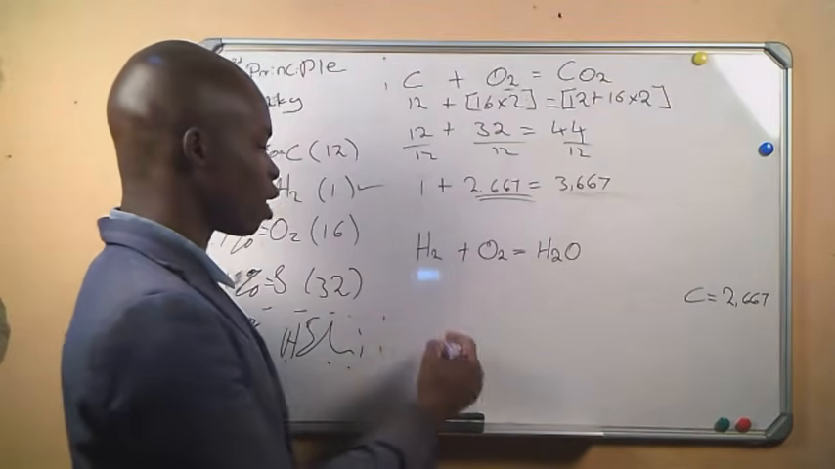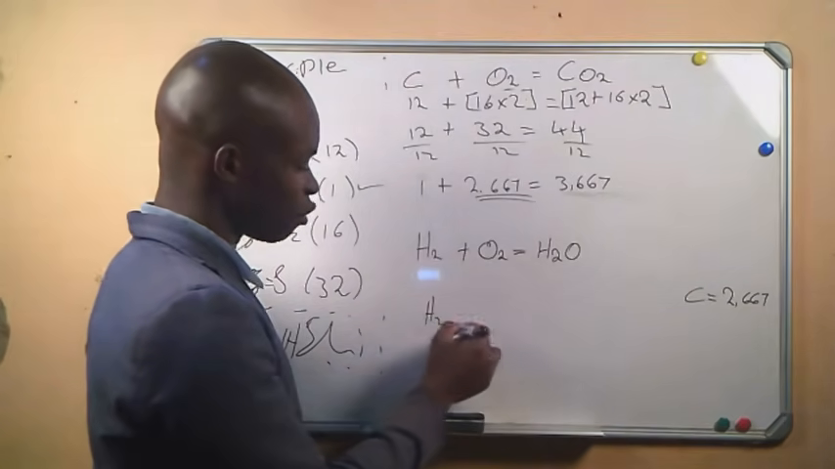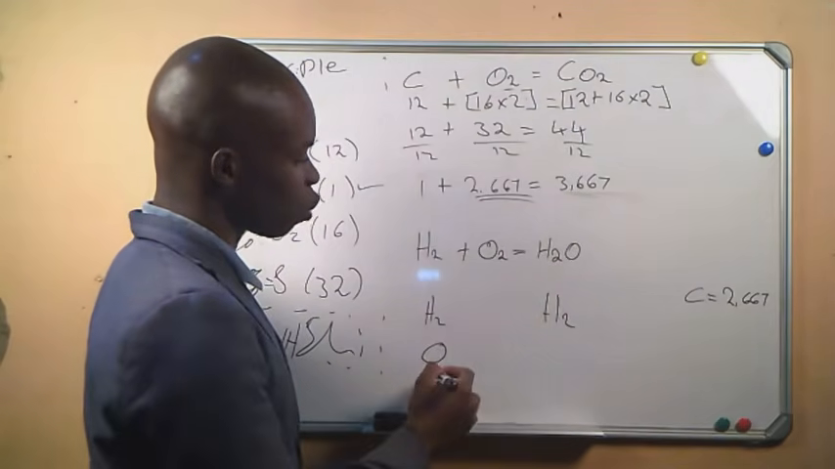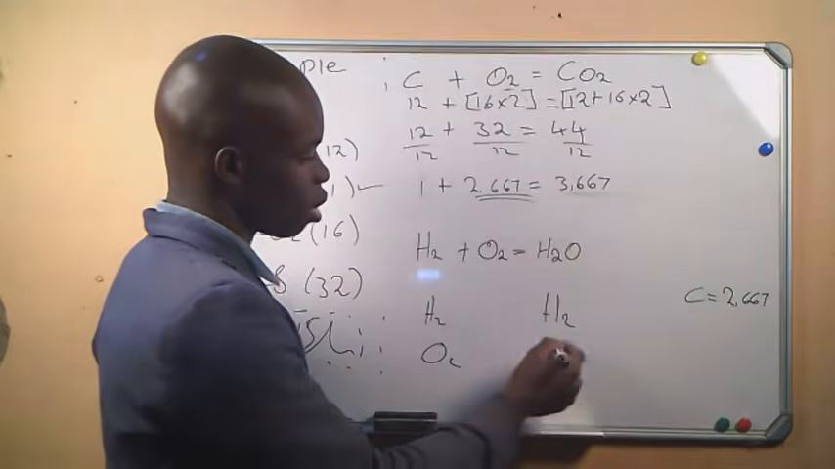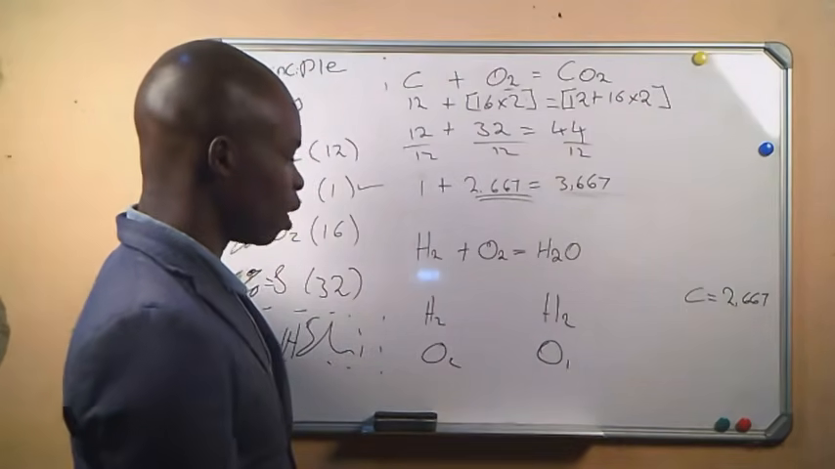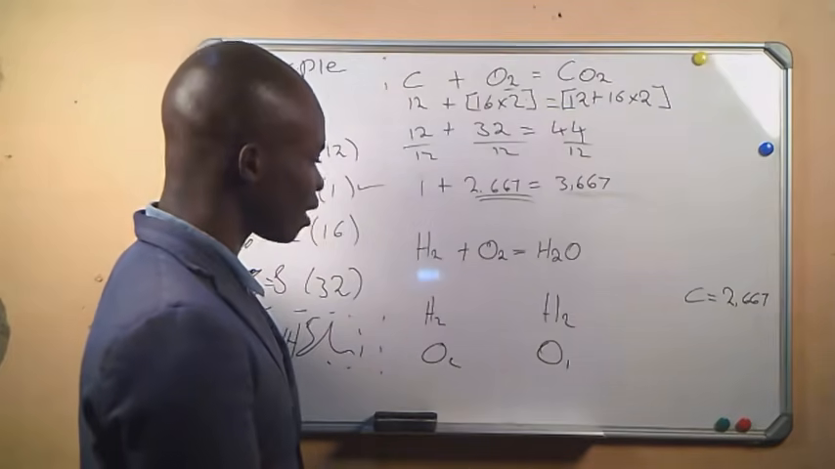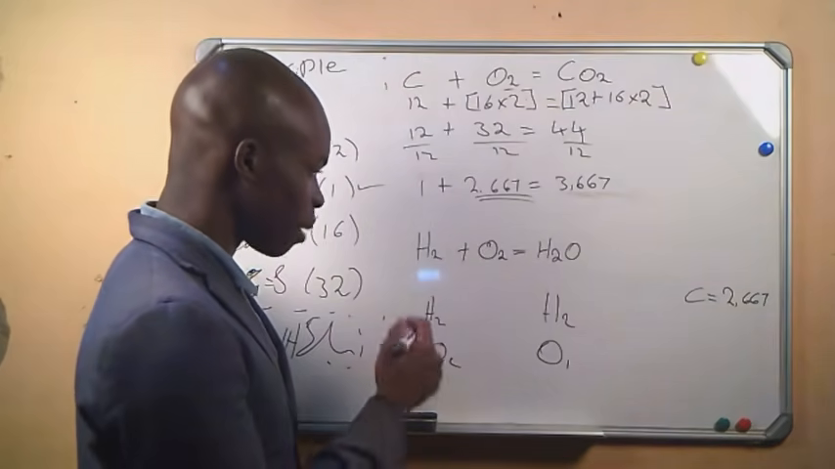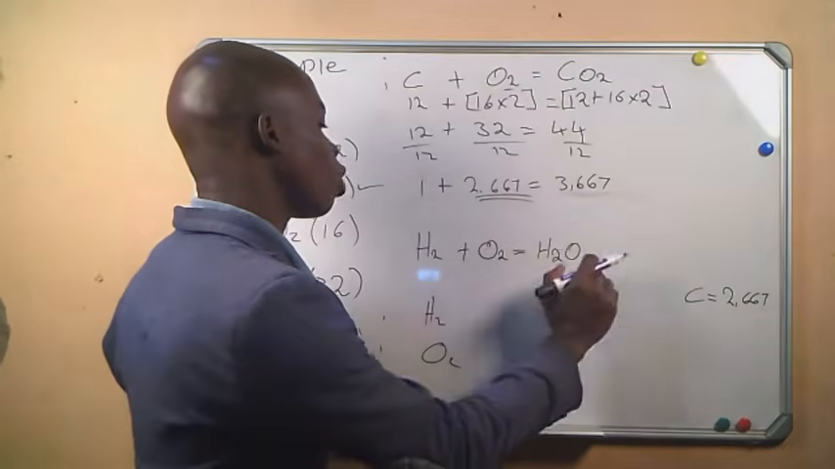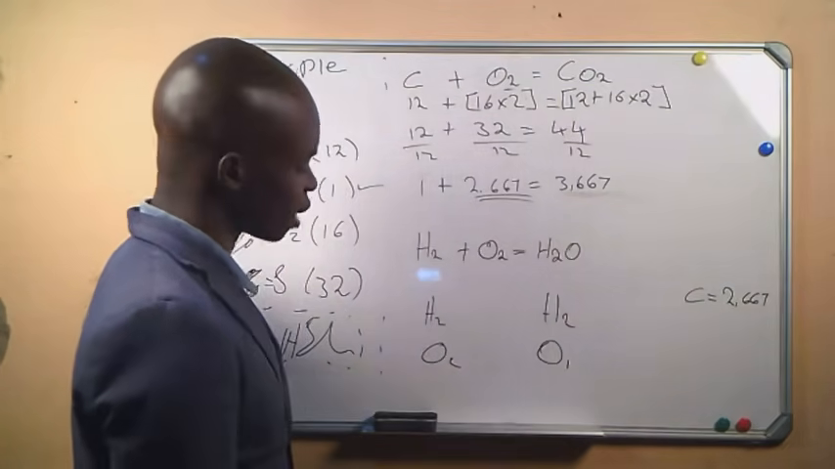But if we look at this one, hydrogens on this side we have 2, and hydrogens on the other side we also have 2. Then we look at oxygen, we have 2, but in this case, on this side we have 1. So we will try to balance the equation. This is called balancing the equation, so that the amount of molecules is the same on both sides.